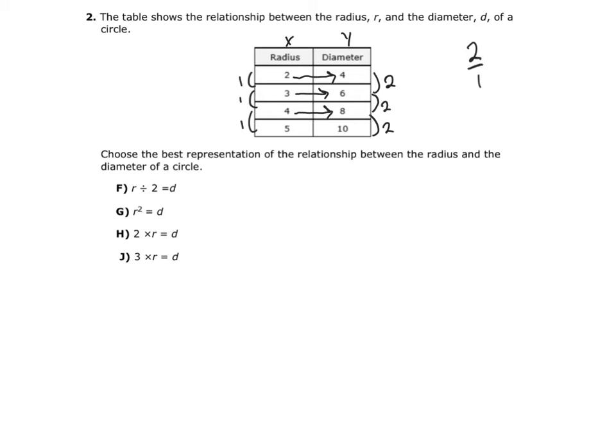Now, something else you could see is that I know 2 times 2 is 4, 3 times 2 is 6, 4 times 2 is 8, 5 times 2 is 10. So all that it's saying is we need to take the radius, multiply it by 2 to get our diameter. And that is H.